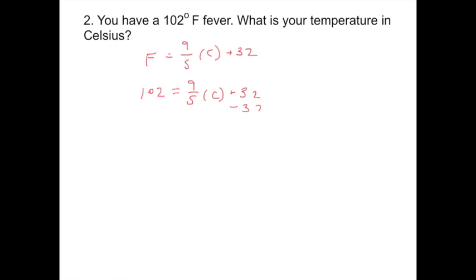So we'll subtract 32 from both sides, so it'll cancel out over here. We're left with 70 equals 9/5 times the temperature in Celsius. Divide both sides by 9/5, and the final temperature in Celsius is 38.9 degrees.